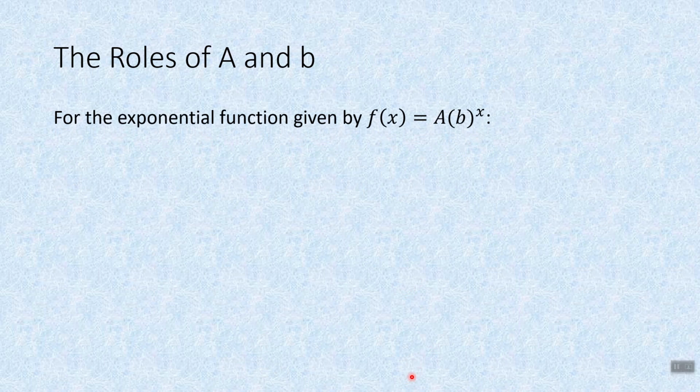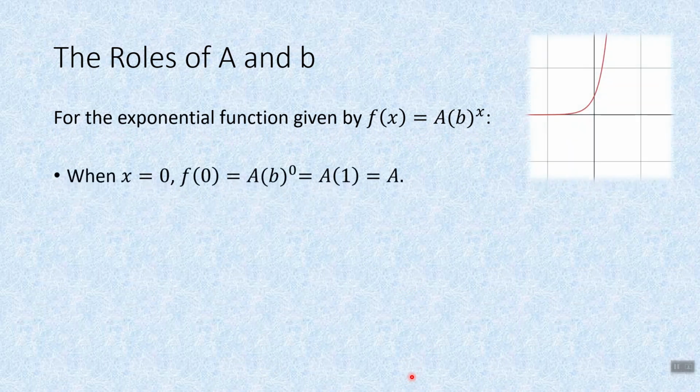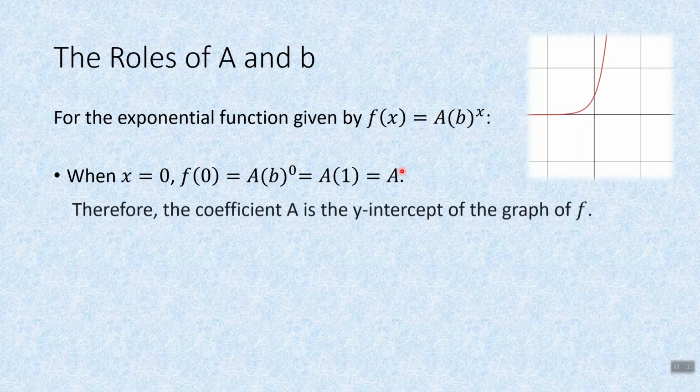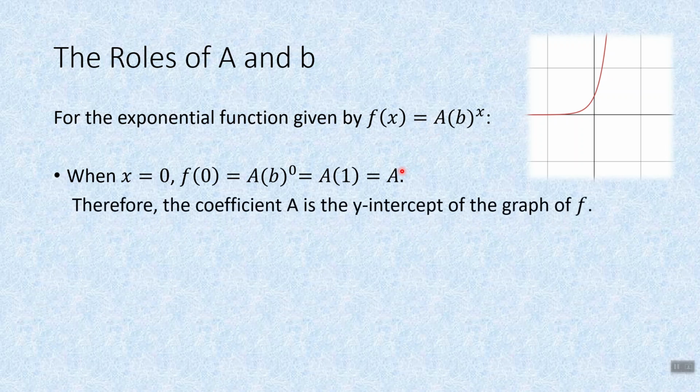For the exponential function given by f of x equals a times b to the x, when x is equal to 0, we'll have f of 0, which equals a times b to the 0. Well, b to the 0 we saw in our rules is just going to be 1 because b can't be 0. So any non-zero value to the 0 power is 1. 1 times a is a. So right here the y-intercept will be the value of a. This is our y-intercept.